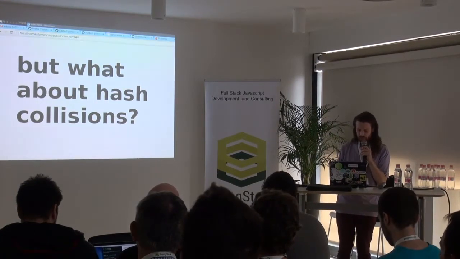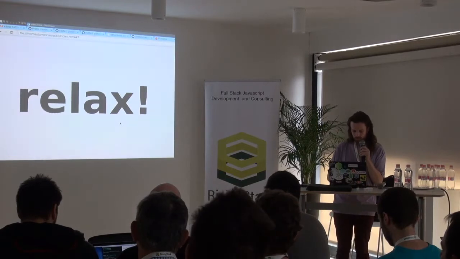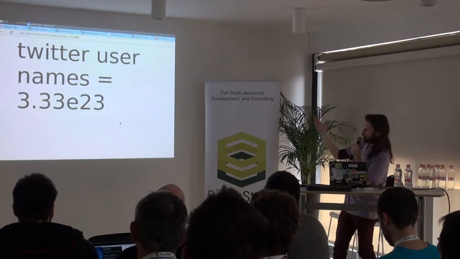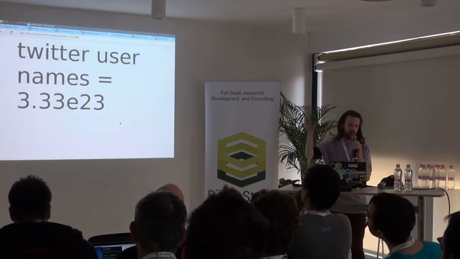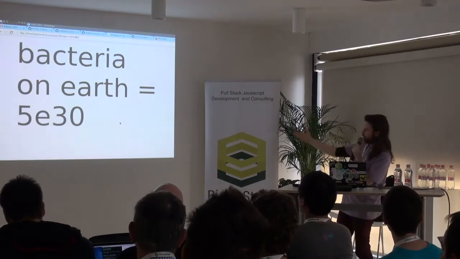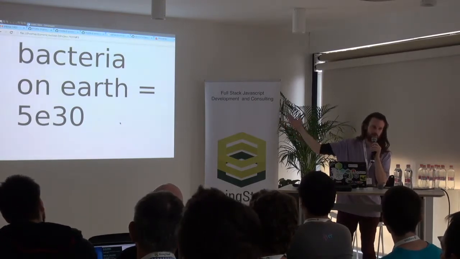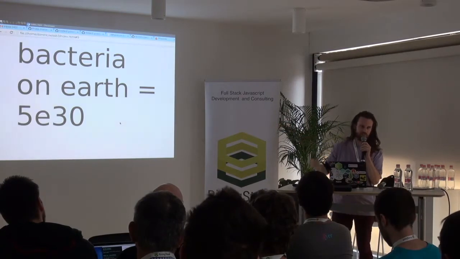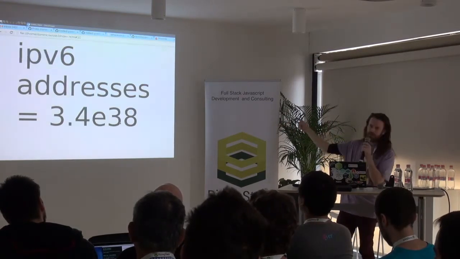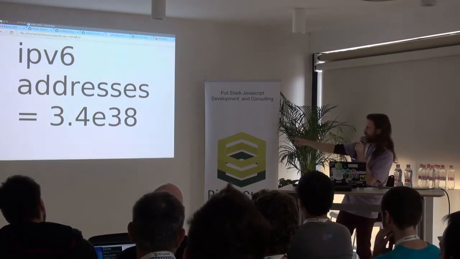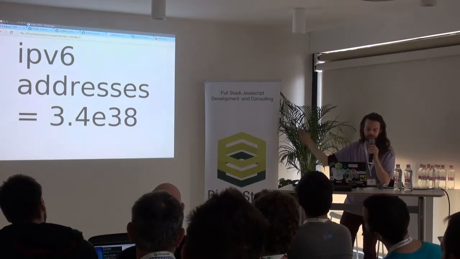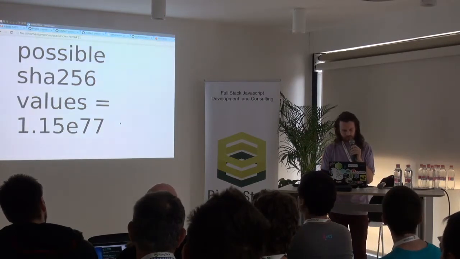So to put things in perspective, this is how many Twitter usernames there are. So it's like 3 with like 23 zeros. Now, there's more bacteria on Earth. So bacteria on Earth can't sign up to Twitter, not all of them. But they could have IPv6 addresses. In fact, there's enough IPv6 addresses for every bacteria to have 1,000 of them.